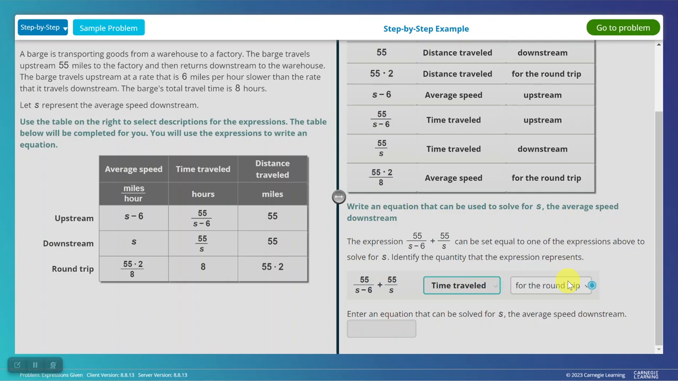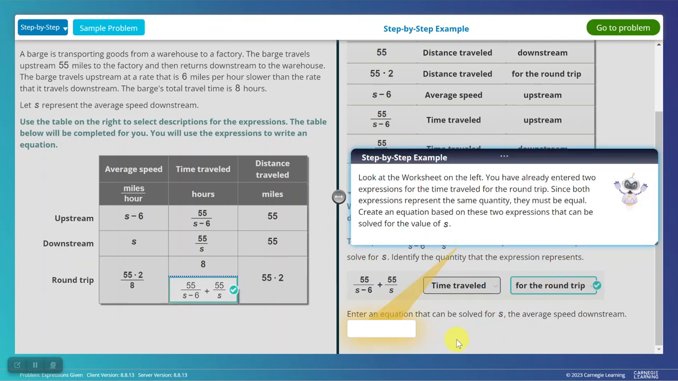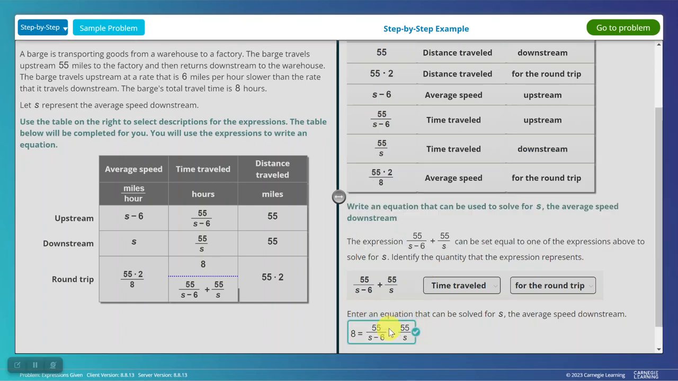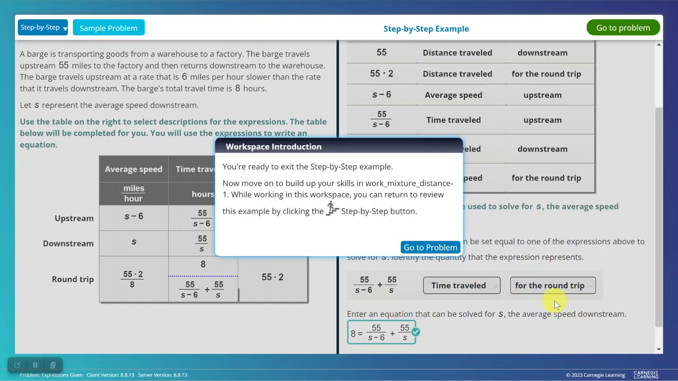Okay. So enter an equation that could be solved for s. So we're going to take 55 over s minus 6 plus 55 over s and set it equal to 8, and that's what we're going to solve. So they didn't even ask us to solve it, at least in this part. They just want to build the equation here.